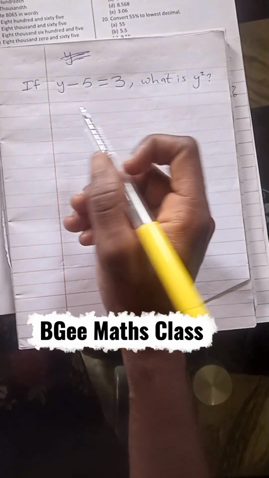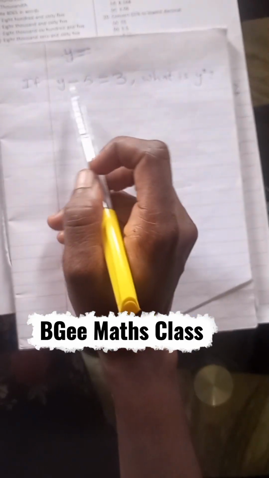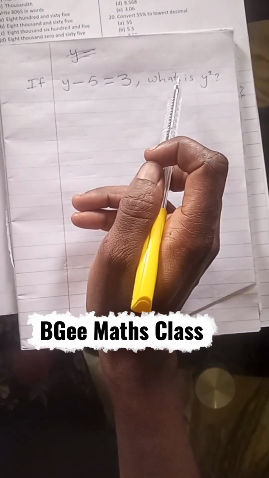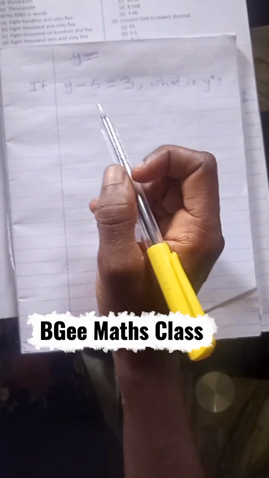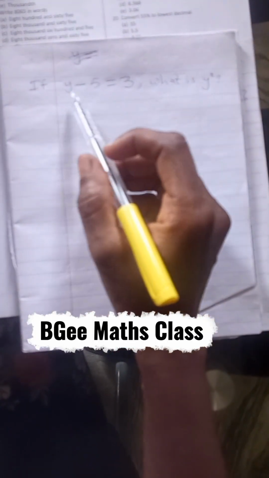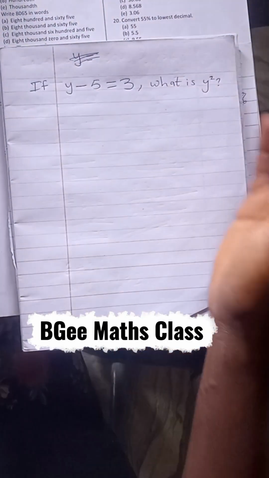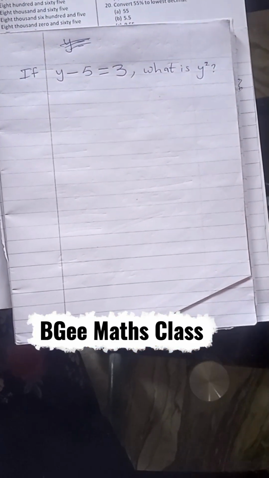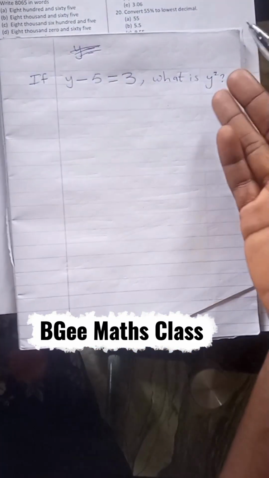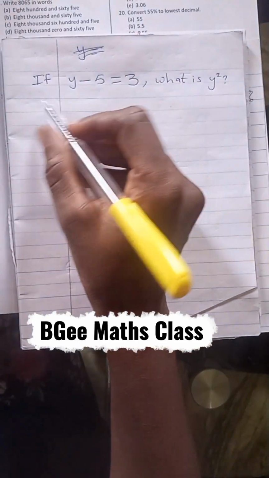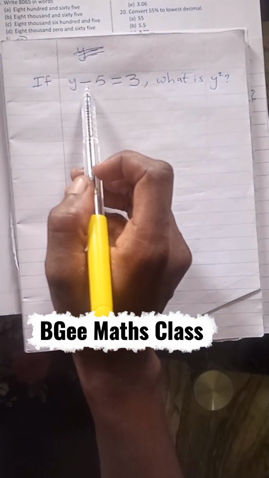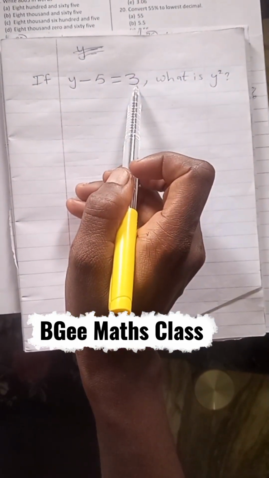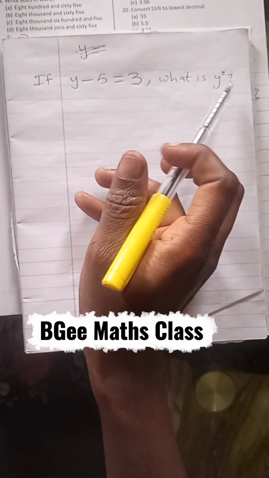This is a common entrance question: if y minus 5 equals 3, what is y square? I find that a lot of pupils struggle with collecting like terms. So we are just going to explain how to collect like terms here, and we'll find our y square. So let's go.